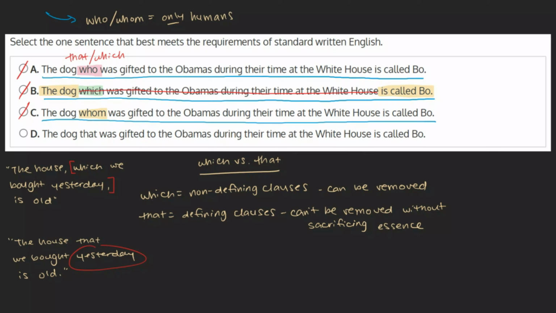And D. The dog that was gifted to the Obamas during their time at the White House is called Bo. This choice applies the corrections we've made thus far. It refers to Bo as that and not who or which. As we've established that this is correct, we can go ahead and mark choice D as our final answer.